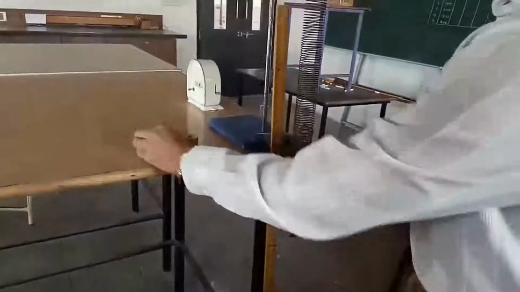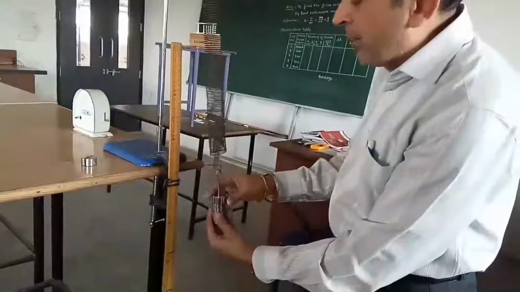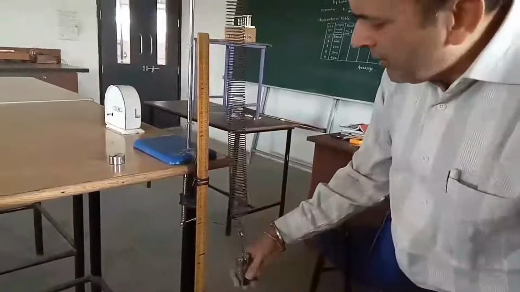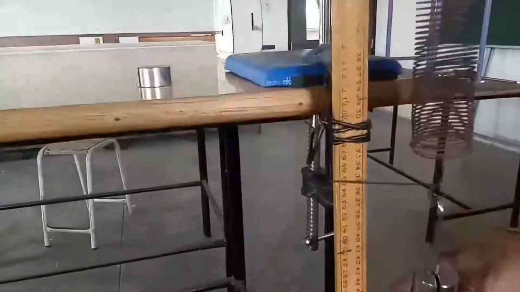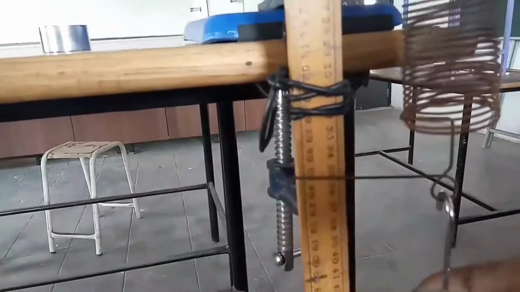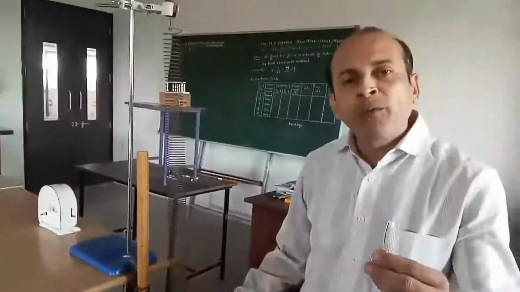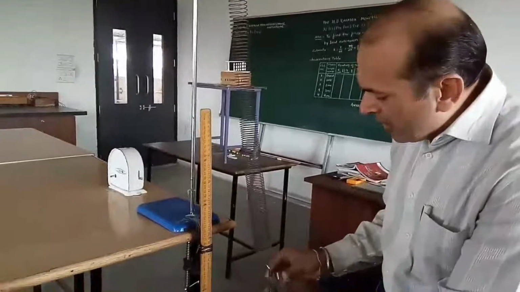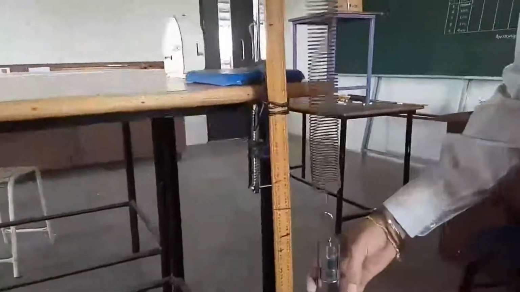Now let me add one more 100 gram, that means we have added a total of 300 grams after the dead weight, and the pointer is now on 35 centimeter. Now again add one more 100 grams, so total 400 gram after dead weight. The pointer is now on 45 centimeter.